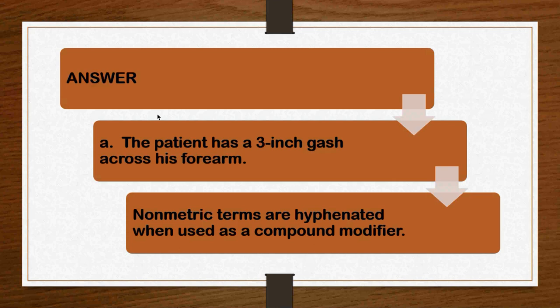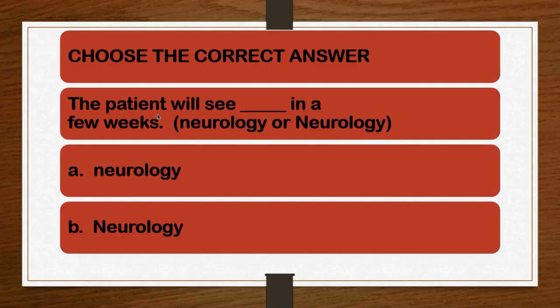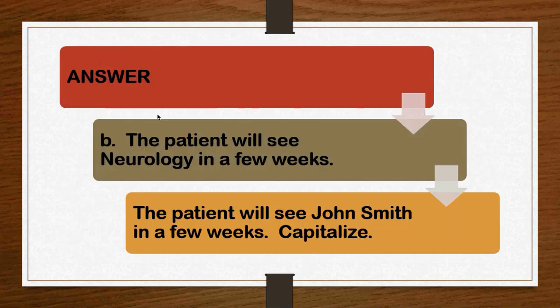Yes, Chelsea, for sure. We're running out of time, so I'm going a little bit quicker, trying to quickly finish up here. Okay, how about this one? The patient will see neurology or capital neurology in a few weeks. Use the John Smith rule, and it would be capitalized. Good job, you guys.